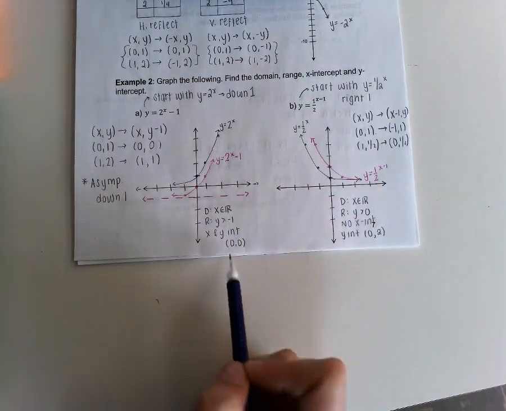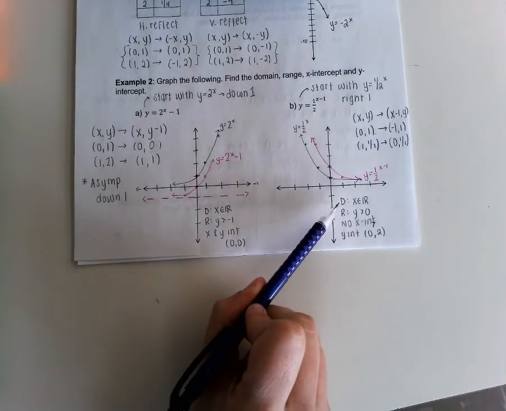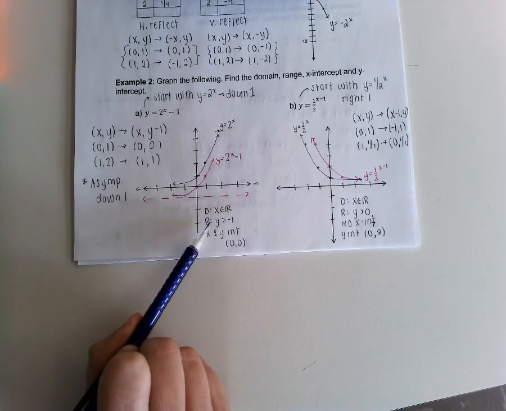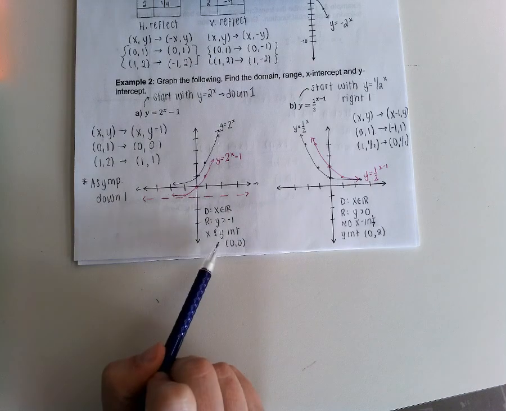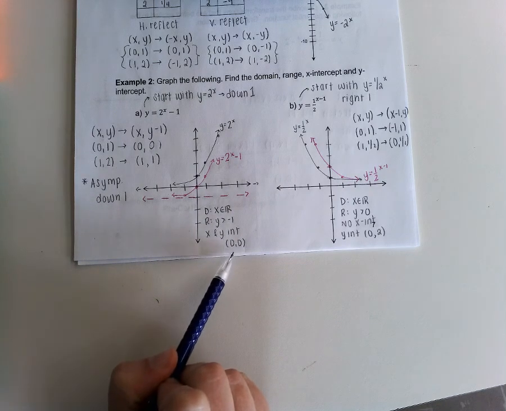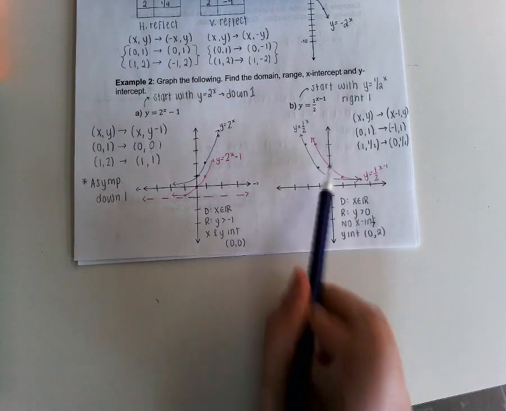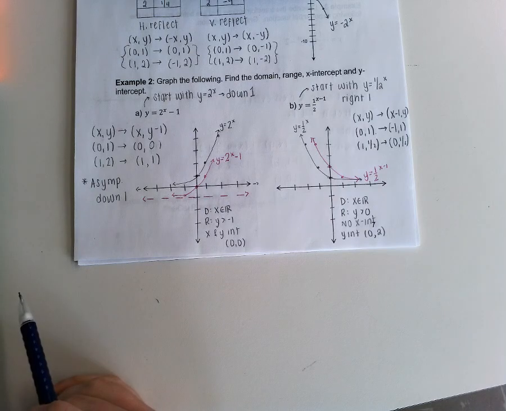If you look at the bottom here, for domain and range, our domain for both of these is just x is an element of the real numbers. Our range here is y is greater than negative 1. It will always be y is greater than or less than the asymptote. Our x and y intercepts are 0, 0. This graph has no x-intercept, and it has a y-intercept of 0, 2. So you can find those characteristics after you've done the transformations.